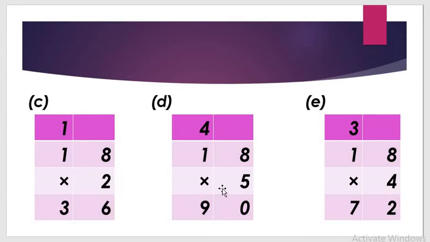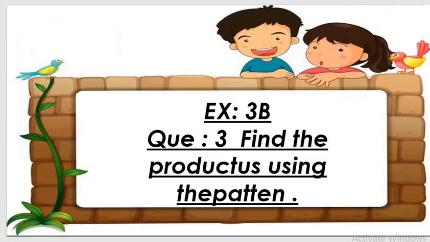Now again I'll repeat. 18 2s are 36. 18 5s are 90. 18 4s are 72. 18 3s are 54 and 18 6s are 108. Okay, so now students, let's move on to the further question. Which question? Question number 3. Exercise number 3b, question number 3: find the product using the pattern.